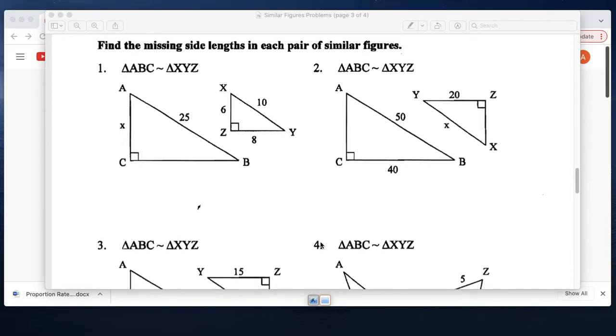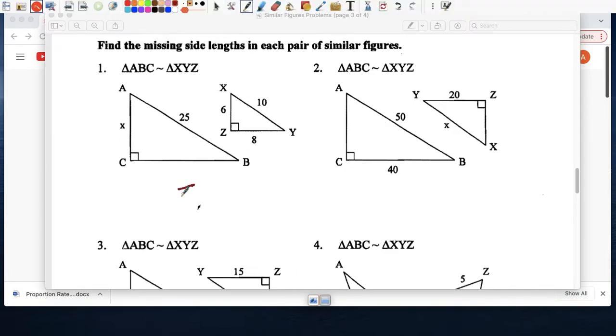5. Find the missing side. In this case, we can set up a proportion. X, so again, let me just put a line here. X and then put these two. So X corresponds to this side, which is 6, which makes 25 on the big triangle correspond to that.